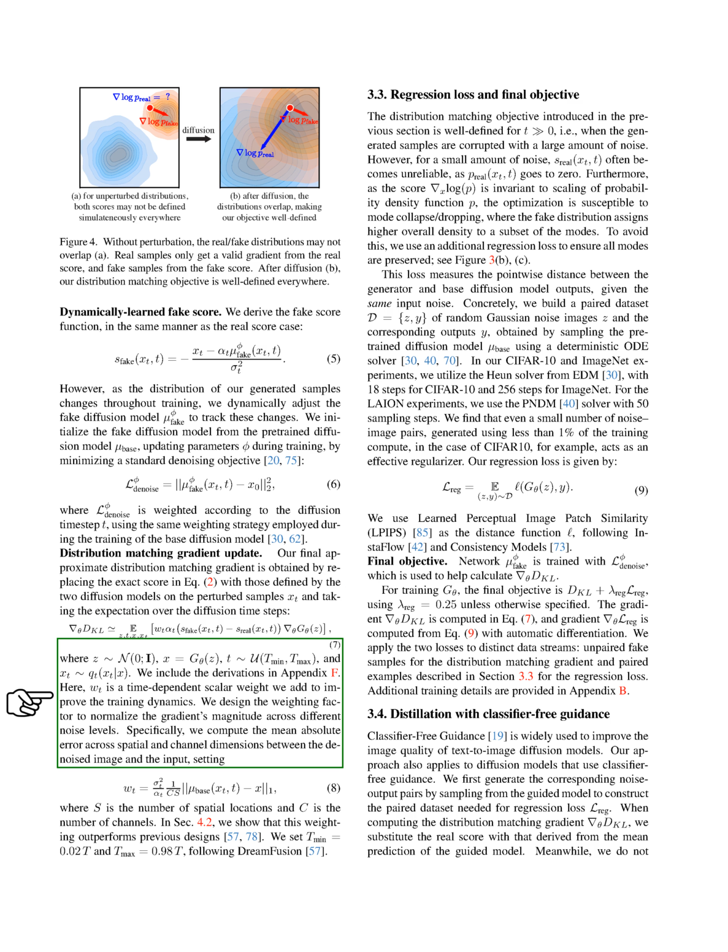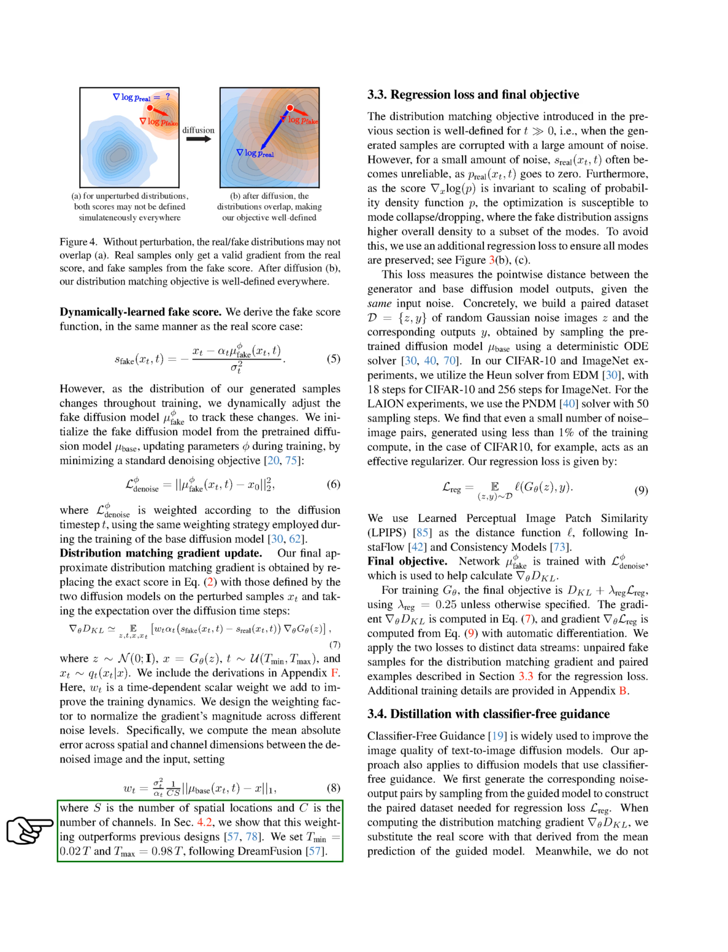Here, we add a time-dependent scalar weight to improve the training dynamics. We design the weighting factor to normalize the gradient's magnitude across different noise levels. Specifically, we compute the mean absolute error across spatial and channel dimensions between the denoised image and the input. In the next section, we show that this weighting outperforms previous designs.